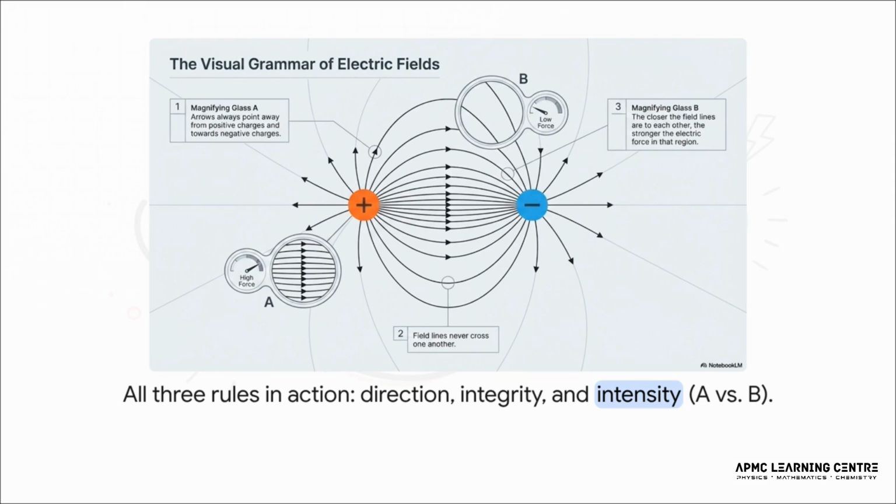First, look at the arrows. They're all flowing from the positive charge on the left to the negative charge on the right. See? Rule 1. Next, notice how the lines curve and bend, but not a single one crosses another. That's rule 2. And finally, look at the area right between the charges. See how packed and dense the lines are? That's a super strong field. But way out at the top and bottom, where they're spread far apart, that's a much weaker area. It's a complete visual language.